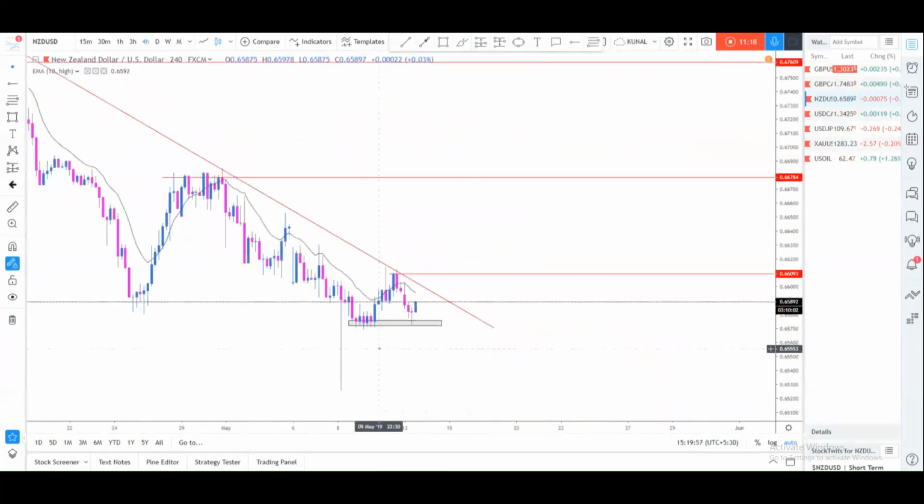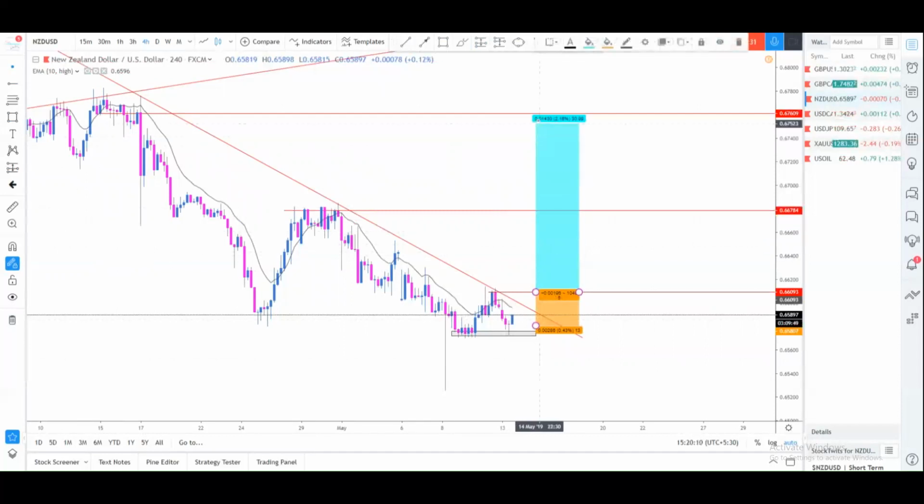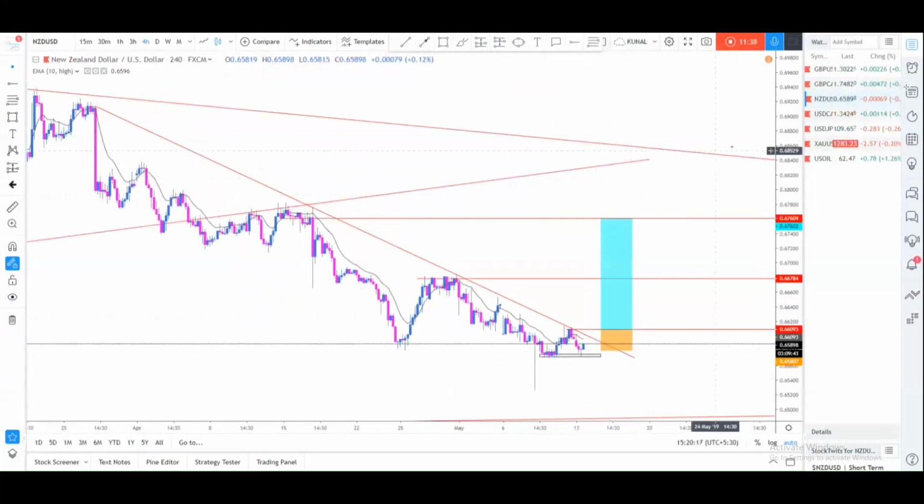So this is my expectation on NZDUSD. What can happen is we break this level, okay? We break this level and then we have the buys. Let's say the stop loss till this level, and then we have this trade, which is a good trade anyway. So this was the NZDUSD. So far we have completed GBPUSD, GBPCAD, and the NZDUSD.